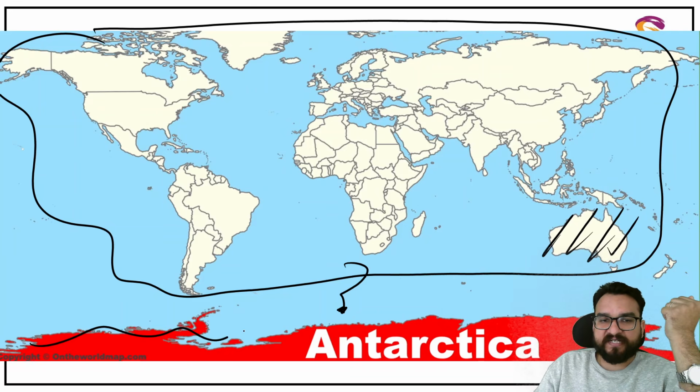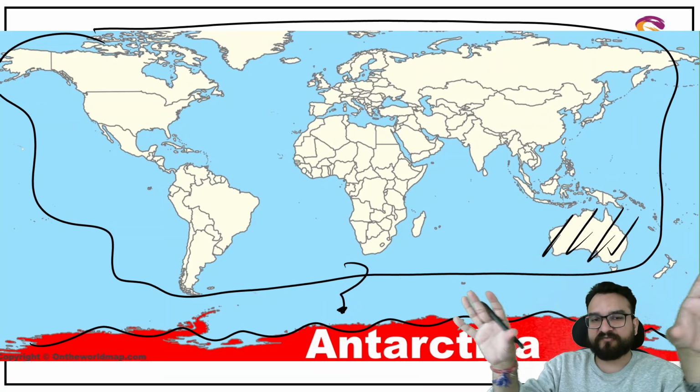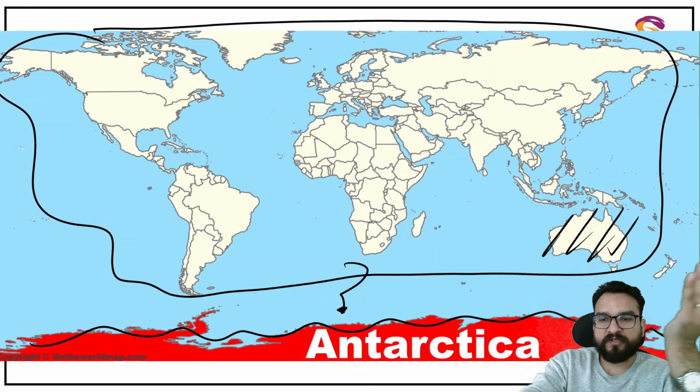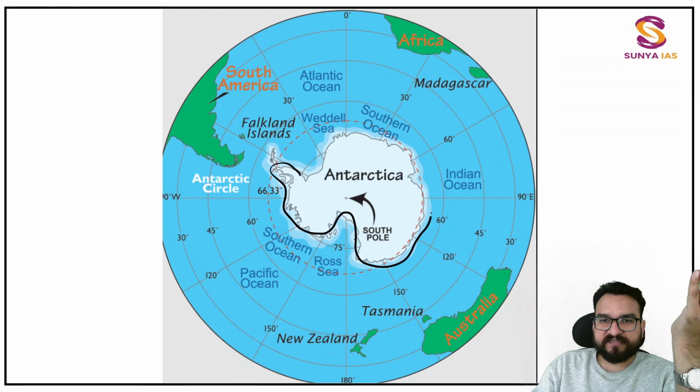Now see this Antarctica over here. Why is this Antarctica spread? Because we are seeing it on a flat surface. When we fold it like a globe, it will become like this. Try to understand, right? Like this. This is the exact shape.